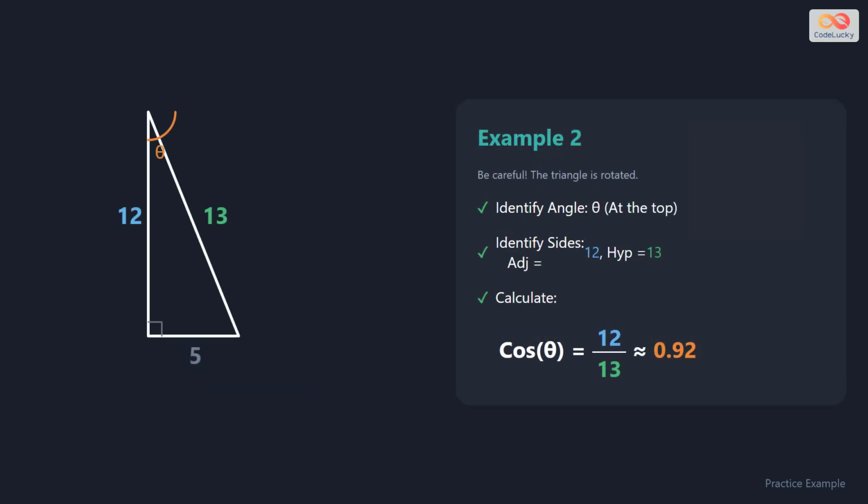Let's look at a trickier example where the triangle is rotated. Our angle theta is at the top. The side labeled 12 is touching the angle, so it is the adjacent side. The side labeled 13 is opposite the right angle, making it the hypotenuse. We divide 12 by 13 to get approximately 0.92.